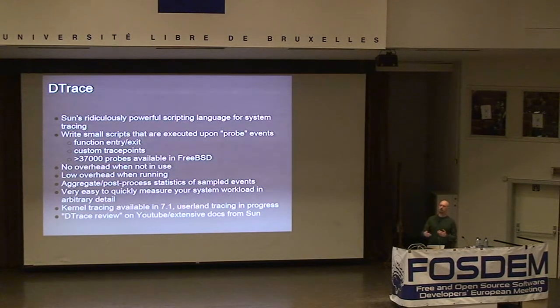And then it can aggregate statistics like how many times it was called, what was the average value of some argument at this time, what is the latency between beginning and ending of an operation. So this is a really powerful way of drilling down and finding out exactly what's going on anywhere in the system. At the moment, it's only supported for profiling the kernel in FreeBSD 7.1. Hopefully, in the near future, we'll also finish userland tracing.